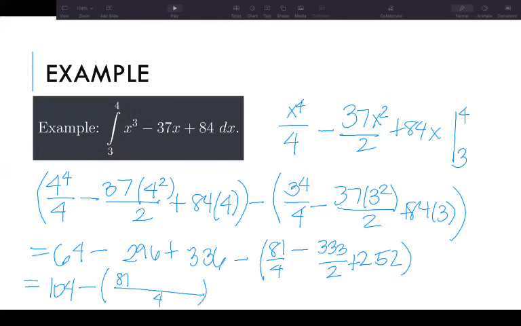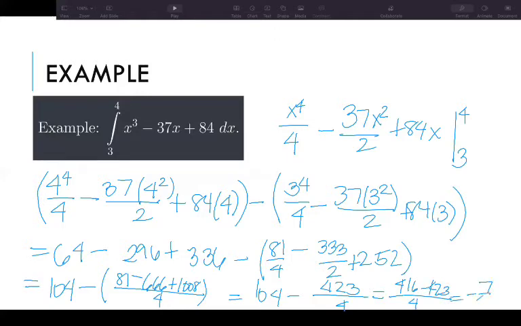So the LCD is 4. 81 minus 666 plus 1008. This gives us 104 minus 342 plus 81, which is 423 over 4. This gives us 416 minus 423 over 4, which is negative 7 over 4. So the final answer for this problem is negative 7 over 4.